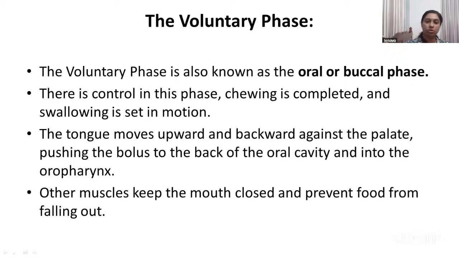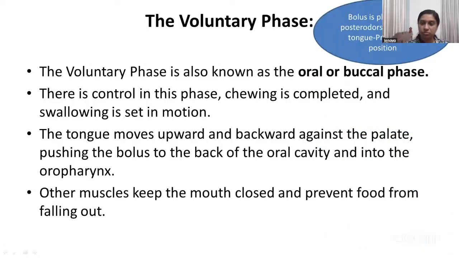Okay. So, the tongue usually moves upward and backward against the palate, pushing the bolus to the posterior part of the oral cavity and into the oropharynx. That is, a positive pressure is created in the posterior part of the oral cavity by the movements of the tongue, which pushes the bolus towards the pharynx, and other muscles keep the mouth closed and prevent the food from falling out. Okay. One important thing is that the bolus is placed over the posterodorsal surface of the tongue. That is what we call the preparatory position, which is the first step of this voluntary or oral phase.